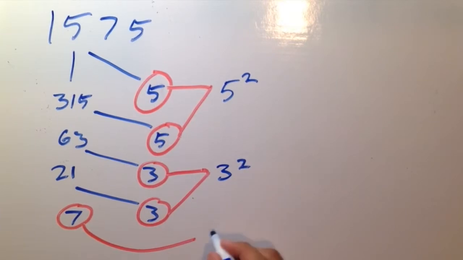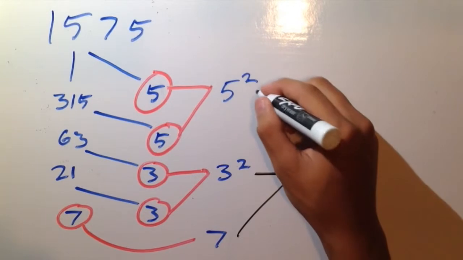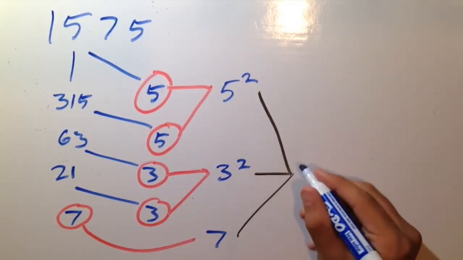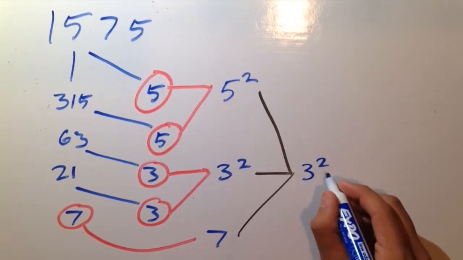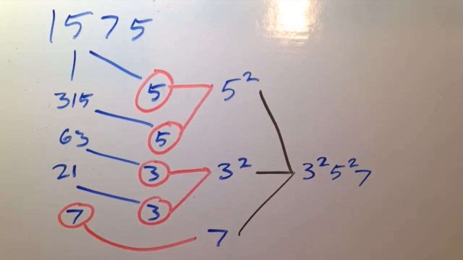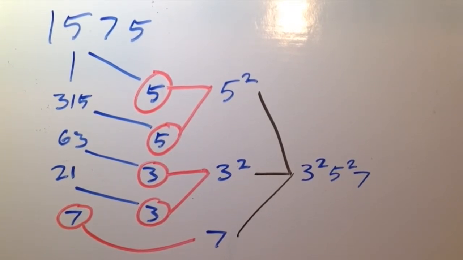So what I'm going to do now is put them back together, but into the exponent form this time. So we have 5 squared, 3 squared, and 7 to the first, or just 7. 7 to the first and 7 are the same thing, so a lot of people just leave it at 7 because it means the same thing and it's just kind of extra numbers. Our final step in the prime factorization is going to be to put them together, but in a different form. We're going to multiply them by each other. So we're going to have 3 squared times 5 squared times 7.